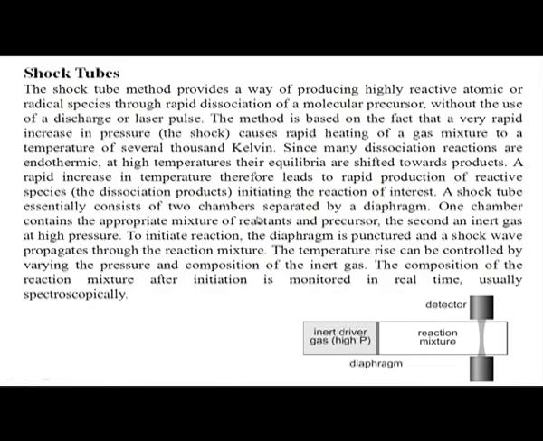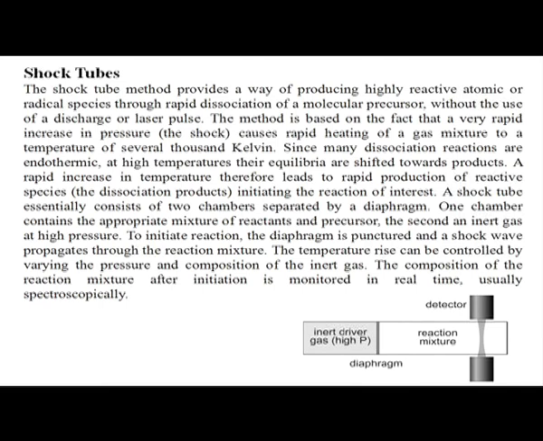There is another method which is called the shock tube. The shock tube method provides a very good way of producing highly reactive atomic or molecular radical species through rapid dissociation of a molecular precursor without the use of a discharge or laser pulse. In that case, you don't use any laser pulse or discharge. You don't use anything. What you do, you just put some shock.